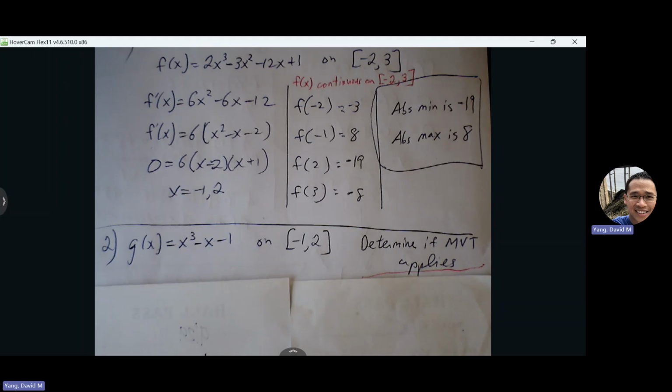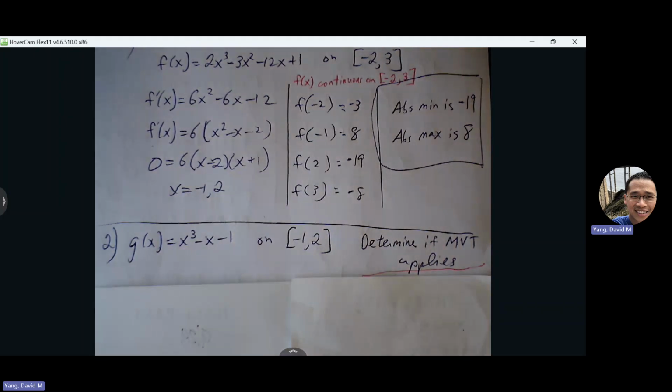Okay, and then finally, try this one. This is a mean value theorem problem here, number 2. How many conditions are there for mean value theorem? 2 conditions, yeah. So practice writing them out.